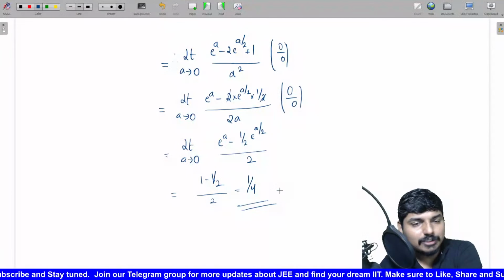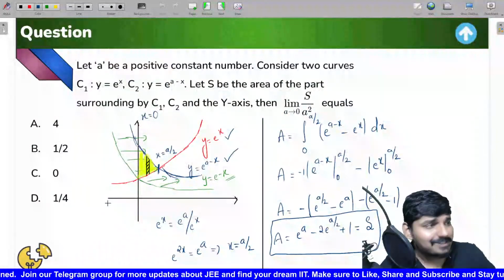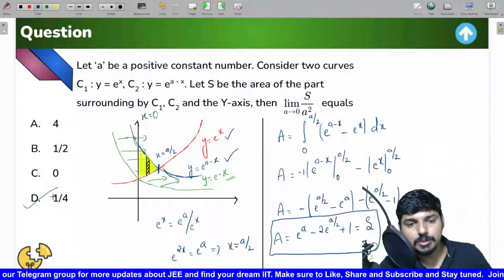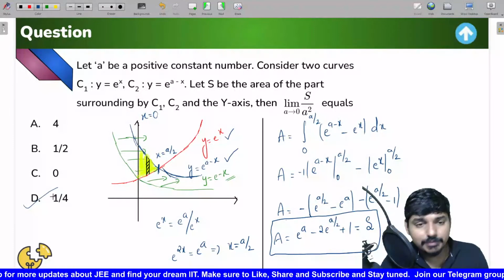And if you see the options, guys, अगर आप options देखेंगे यहाँ पे, you can clearly see option D is going to be the right answer. So understood this question? So see, it was a beautiful question.